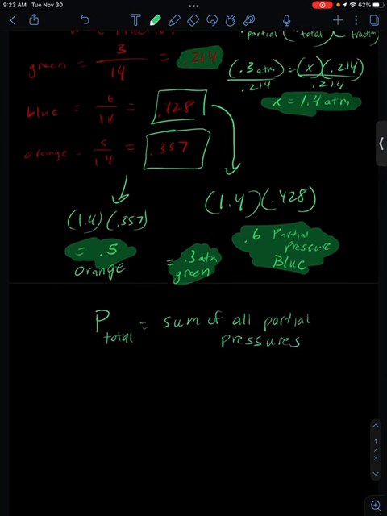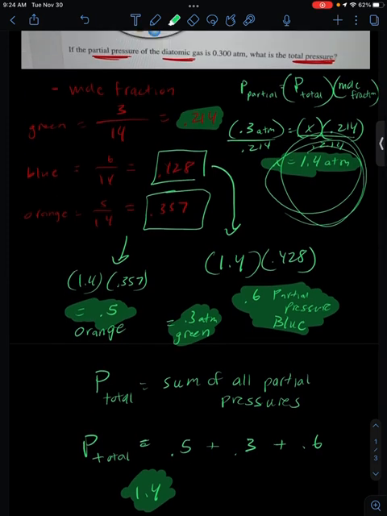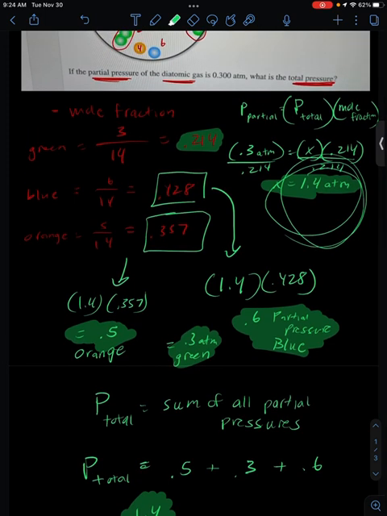So if we wanted to go back and check, our total pressure should be 1.4 atmospheres. So if we add 0.5 plus 0.3 plus 0.6, we get 1.4. So we can go back and check it like that. We can figure out the partial pressures of each of them and then add those up together and see how that compares to the total pressure that we calculated.